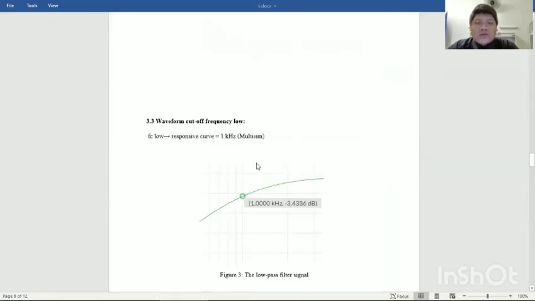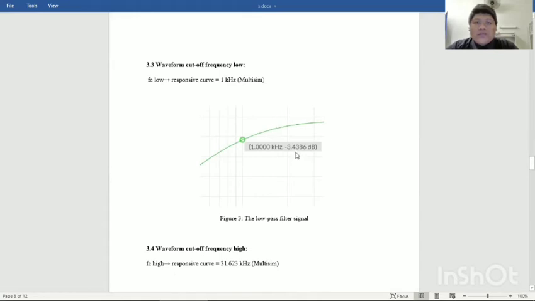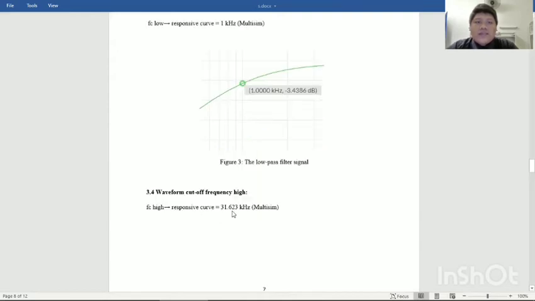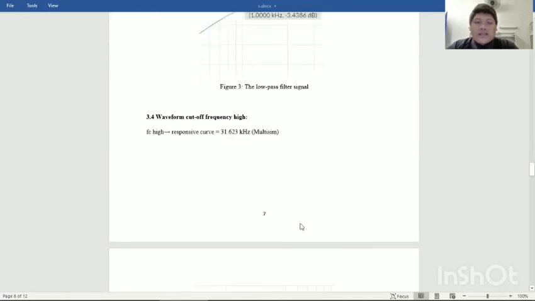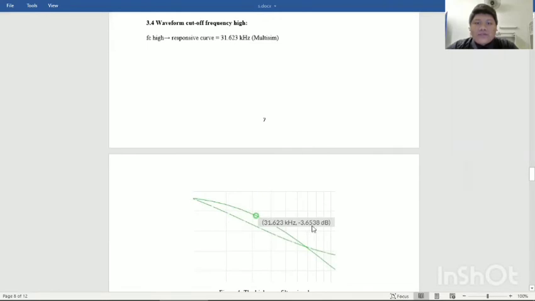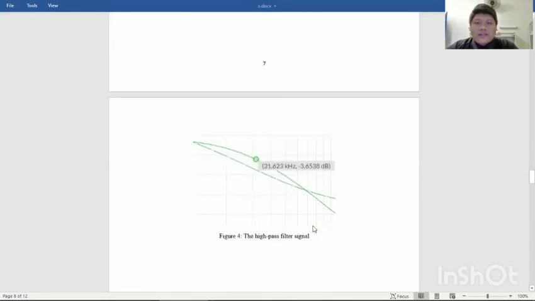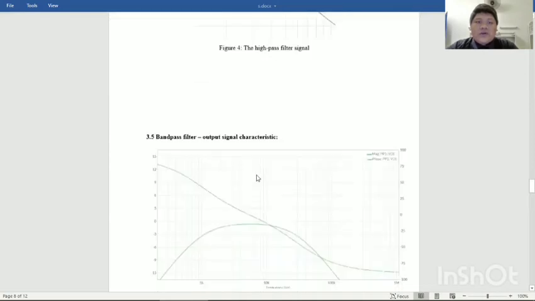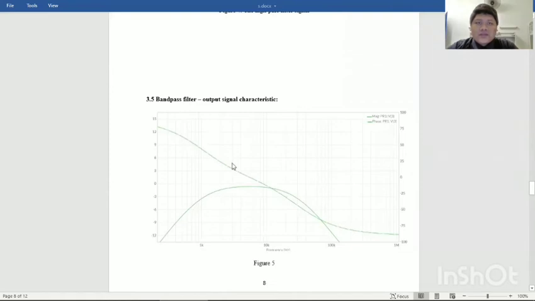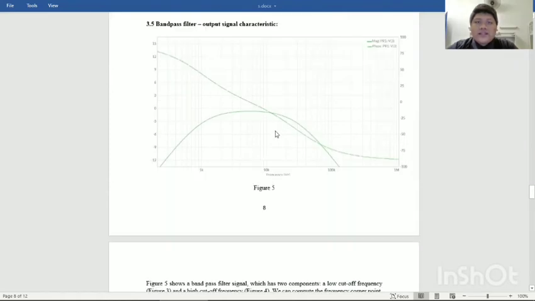So for 3.3, waveform cut-off frequency. For the low frequency at negative 3.436 dB, we get 1 kilohertz. And for the high frequency, we get 31.623 kilohertz at negative 3.6538 dB. Okay, so for the whole diagram, we get this shape. This is our shape for the bandpass filter output signal characteristic.